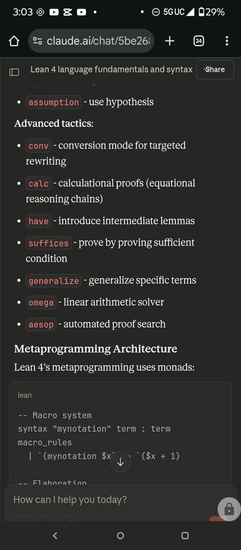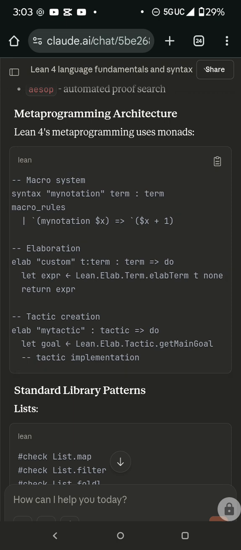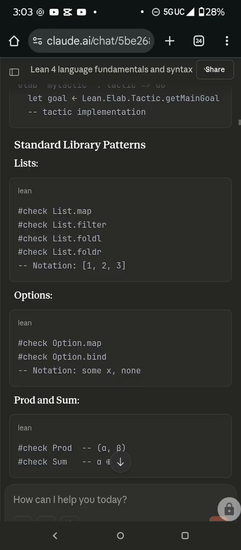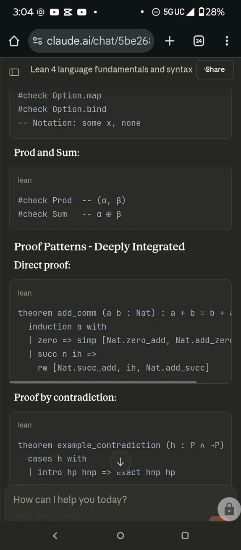It reviews advanced tactics a little bit more extensively than what we've seen in the other. Maybe this Claude Anthropic AI might have some additional insight. Here's what's interesting. It goes on then to state, here's the metaprogramming architecture. It states Lean 4's metaprogramming uses monads. I've heard a little bit about this, and it shows as follows. Standard library patterns: there's lists like this, which can be checked apparently, options like this, products and sums as shown, like this, proof patterns deeply integrated.